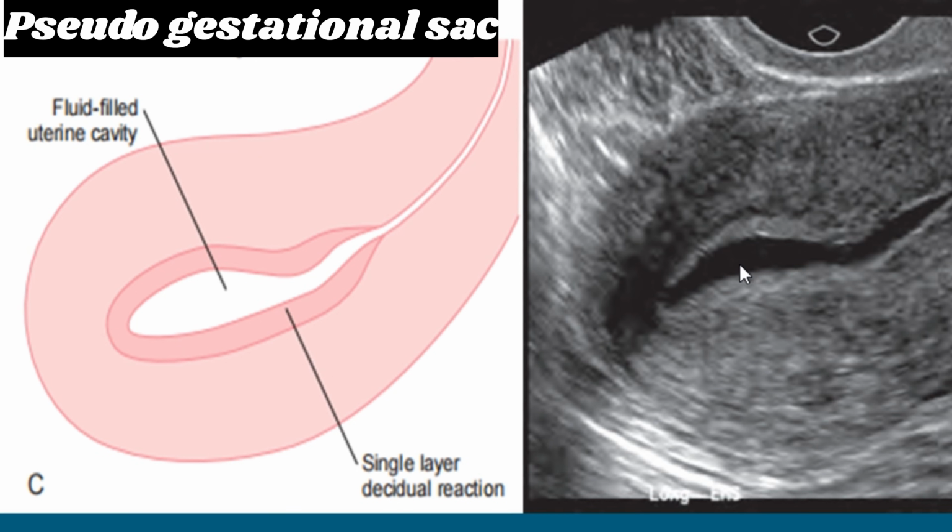This is a schematic representation, and this is the corresponding longitudinal transvaginal ultrasound image of the uterus of the patient with an ectopic pregnancy that depicts a single echogenic layer surrounding the hypoechoic fluid collection in the uterine cavity, and no triple layer was seen here.